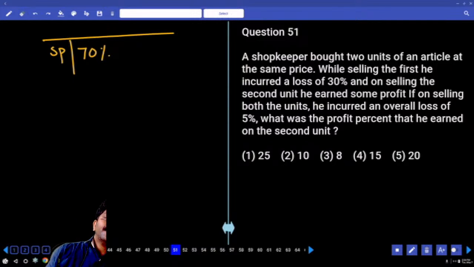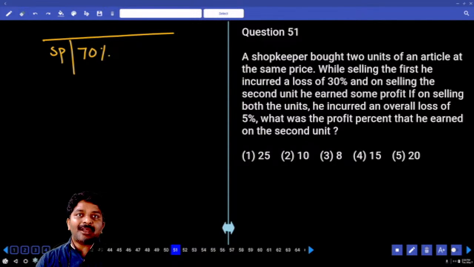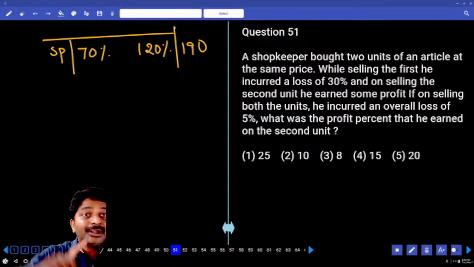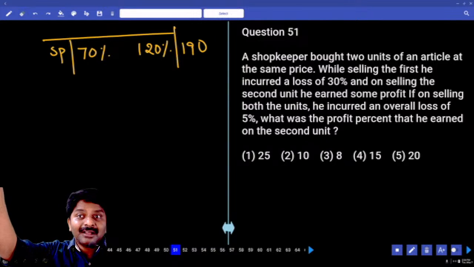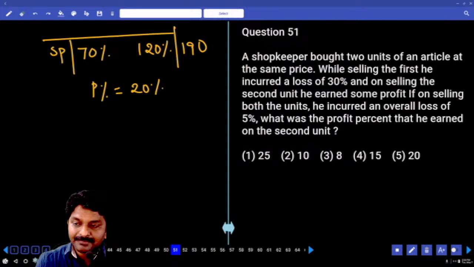Second item? Total? Out of 200 overall there is a loss of 5%. If there is 5% loss on 200, it is 10 loss. Then total selling price must be 190. Already have 70. Then the second item should be sold at 120 only. What was its cost price? 100. Selling price 120. How much percentage of profit? 20%.